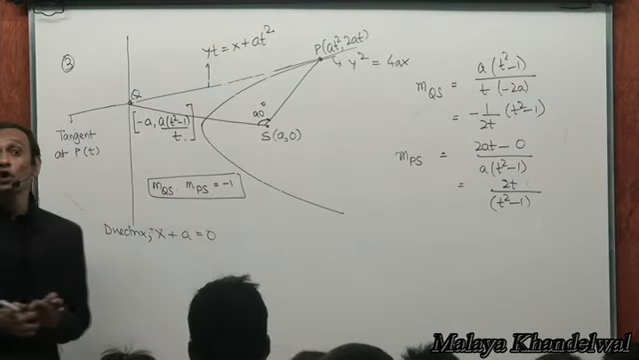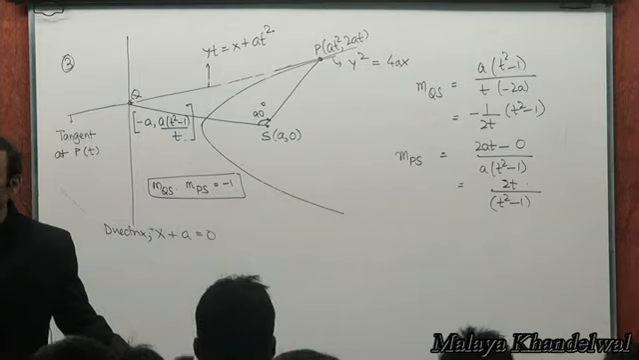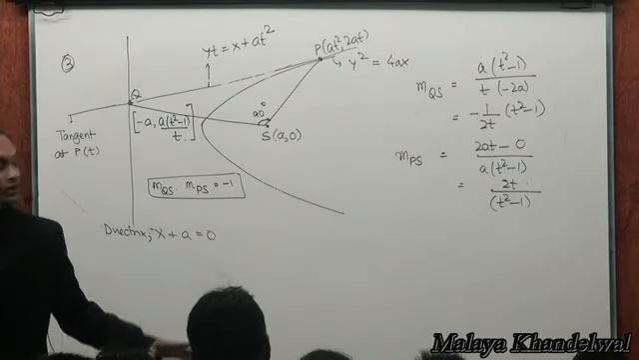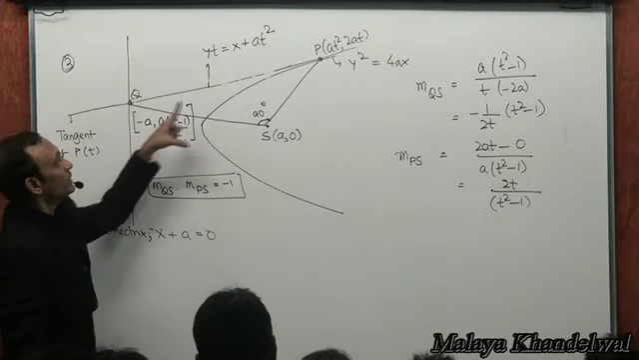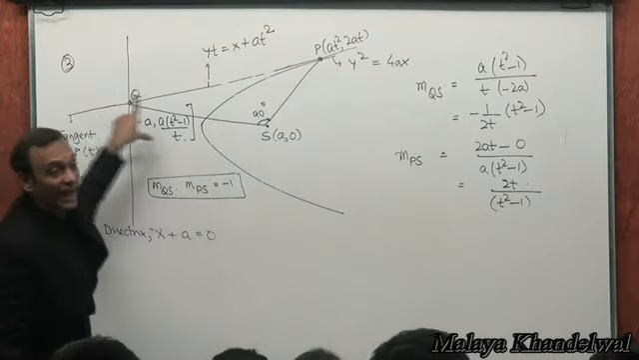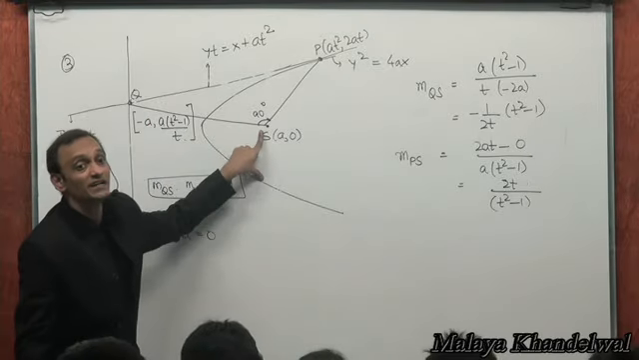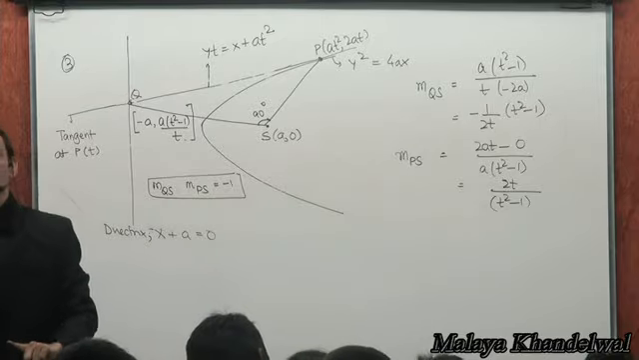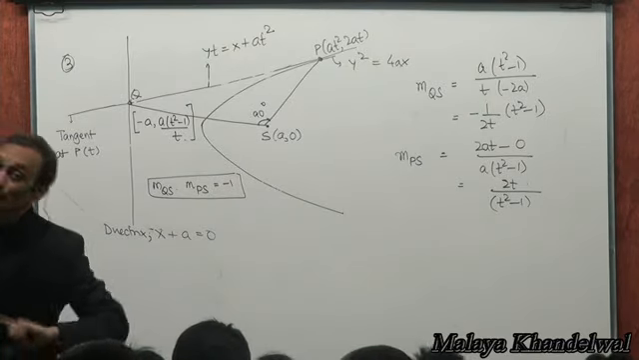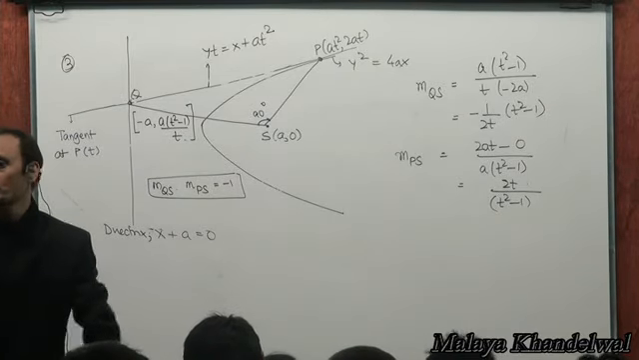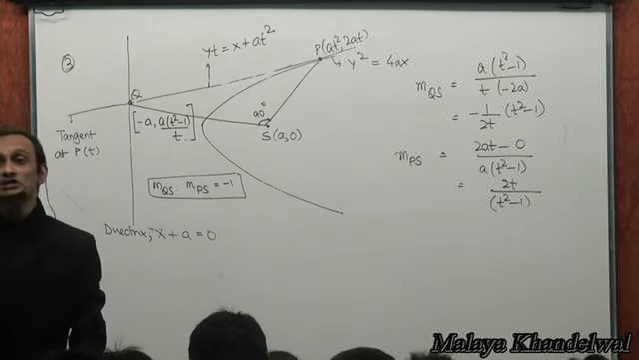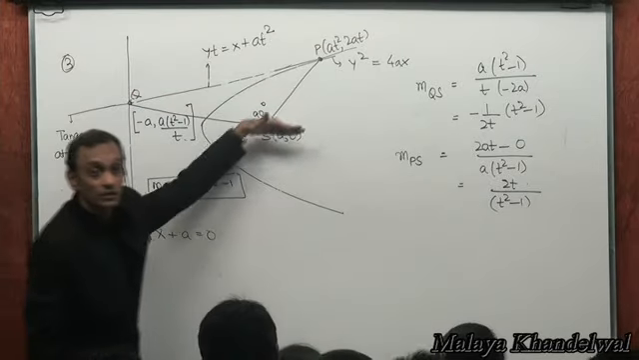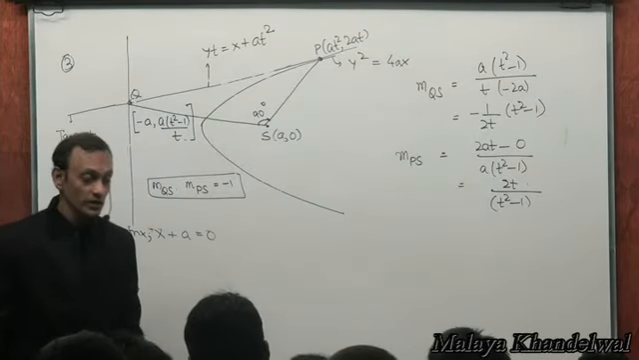So this leads us to an important property. Parabola, ellipse, hyperbola, all of them will subscribe to this property. The portion of the tangent lying between the point of tangency and the directrix must subtend a right angle at the focus. Important property. Certainly an important property. Clear?